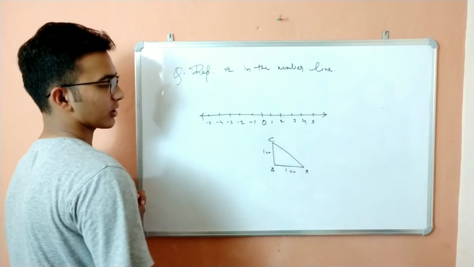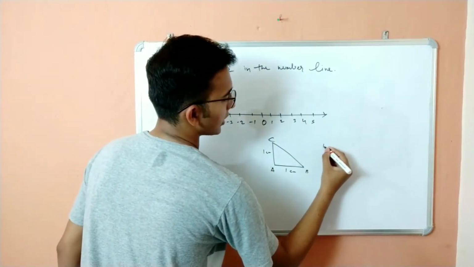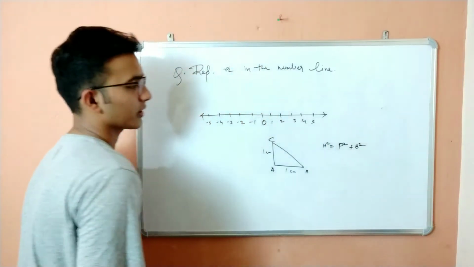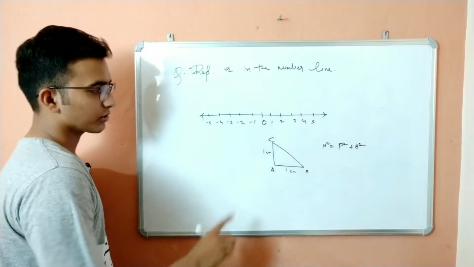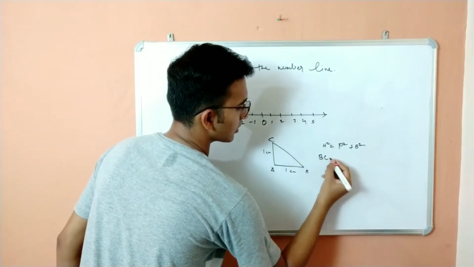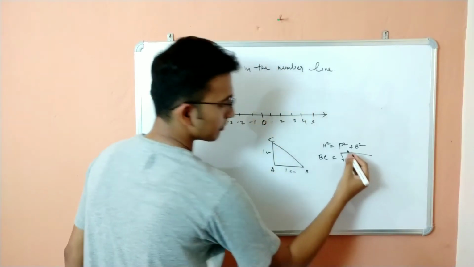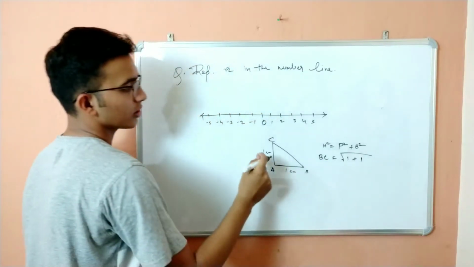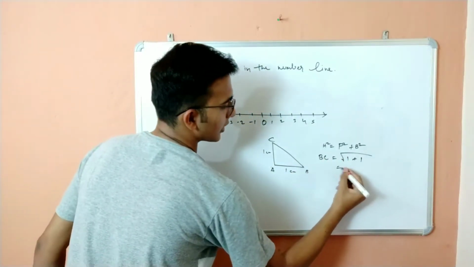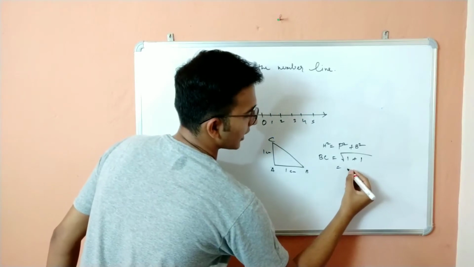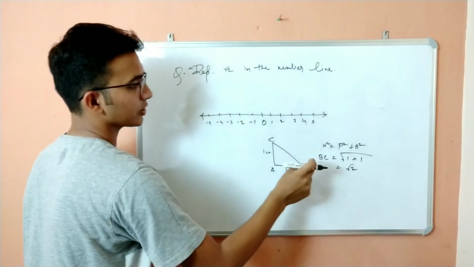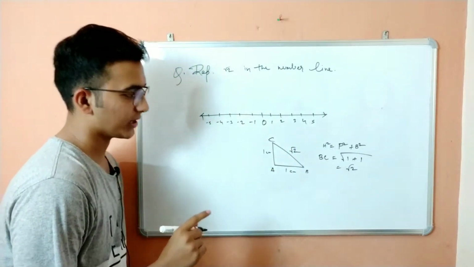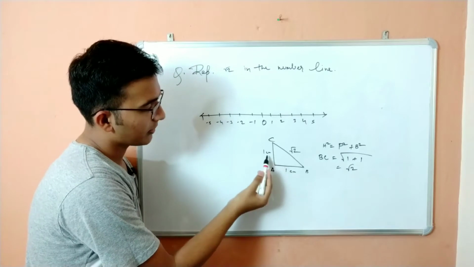Now applying the Pythagoras theorem, which is h square equals p square plus b square. I have to find the hypotenuse, which is BC. BC will be 1 square plus 1 square, which is 1 plus 1, and we get root over 2. So the hypotenuse BC is root over 2. But how did I get it?